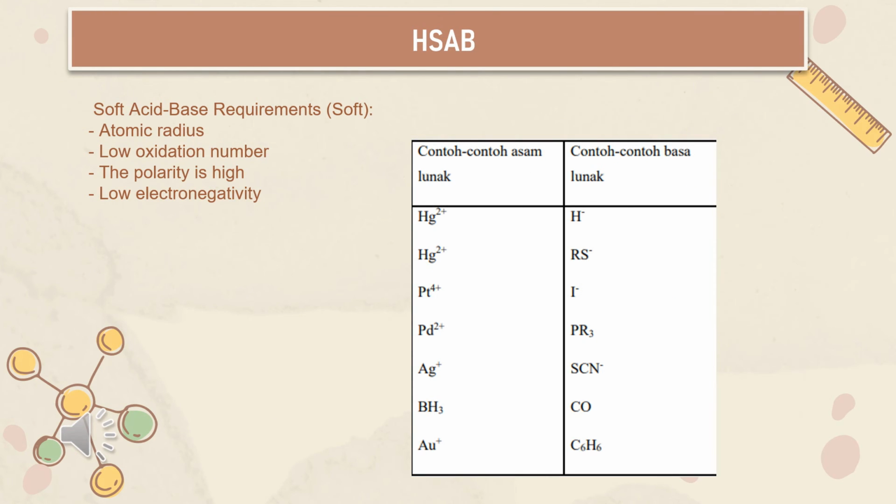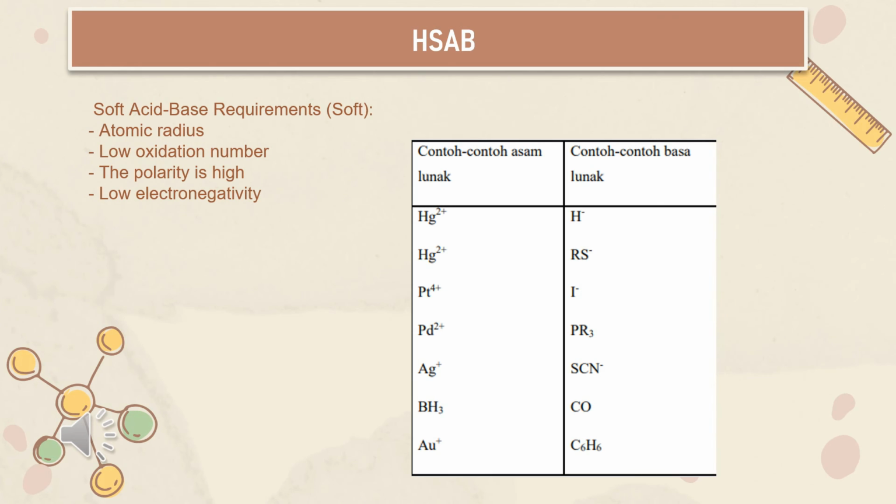Okay, after we know the hard acid and base, now the soft acid and base requirements are: first, large atomic radius, second, low oxidation number, third, the polarity is high, and the fourth, low electronegativity. And this is about the examples of soft acid and soft base.